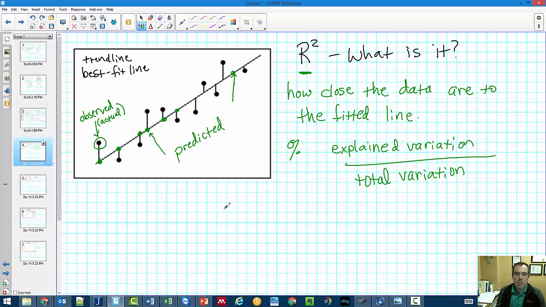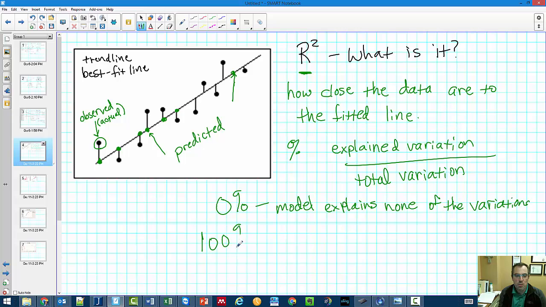So when we talk about R squared, 0% really means that the model, the line, doesn't explain anything. So we'd say the model explains none of the variation. Whereas when an R squared has a value that is closer to 1 or 100%, that means the model, the line, explains all of the variation.